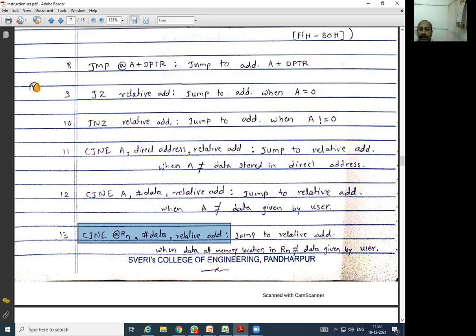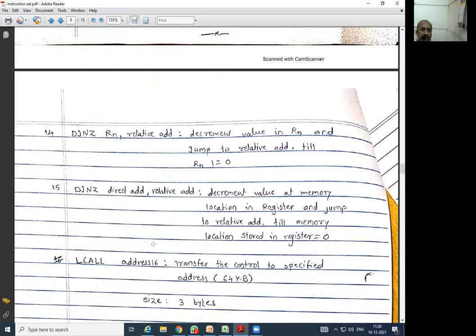Jump to the relative address when the data at the memory location in Rn is not equal to the data given by the user, or whatever it comes from the earlier steps. So that is going to be checked over here. Like this, the branching instruction is here for this.